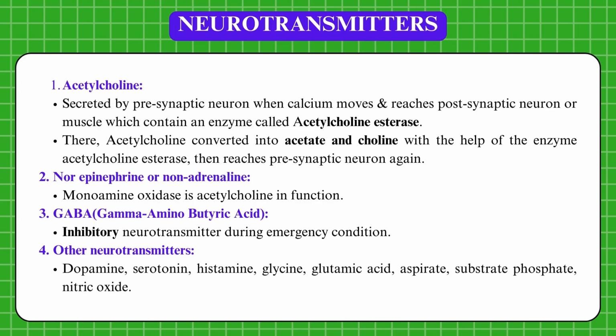2. Norepinephrine or noradrenaline. Monoamine oxidase is to norepinephrine as acetylcholine esterase is to acetylcholine in function. 3. GABA, gamma-aminobutyric acid, an inhibitory neurotransmitter. 4. Other neurotransmitters: dopamine, serotonin, histamine, glycine, glutamic acid, aspartate, substance P, nitric oxide.